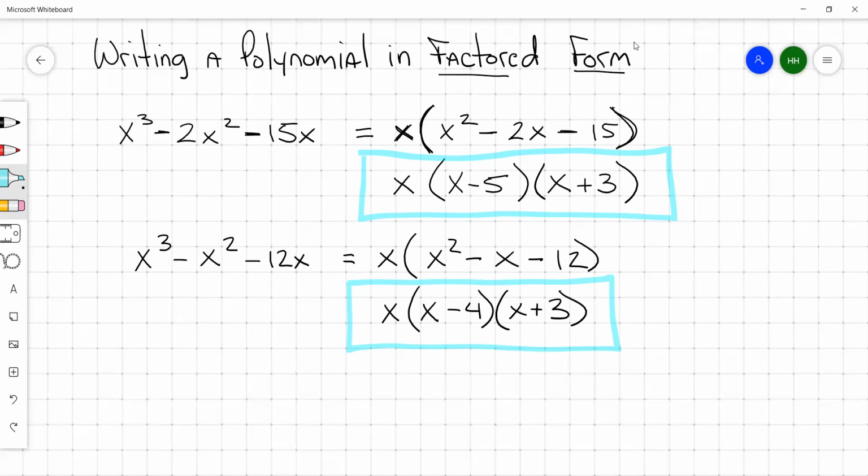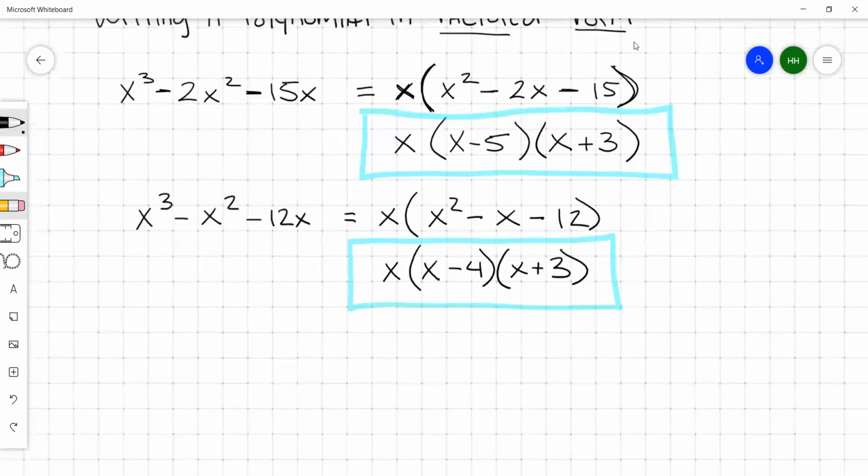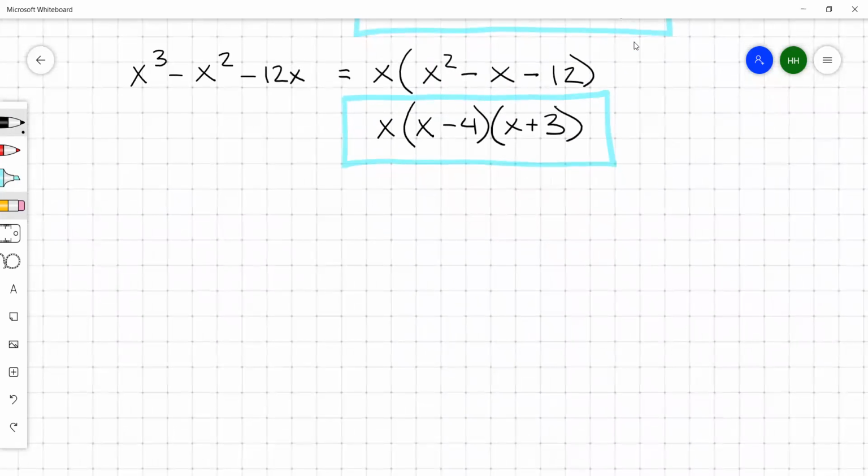Can you all handle that? Good. What if we get one that looks like this? X to the third minus 49x. Each of the terms has an x in it, so we take an x out. We're left with x squared minus 49.